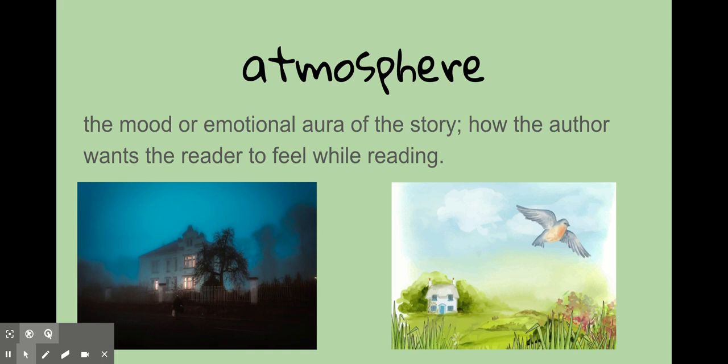Atmosphere is created through the setting and through description. The atmosphere is the mood of the story. So this is how the author wants you as a reader to feel while you're reading. If they want an eerie mood, like this picture over here, they would describe the setting in such a way. If they want it to be a calm, peaceful mood, same thing. So atmosphere relies heavily on the author's word choice. So the words that the author chooses to use can create a certain mood and can make you as a reader feel a certain way that they want you to feel.